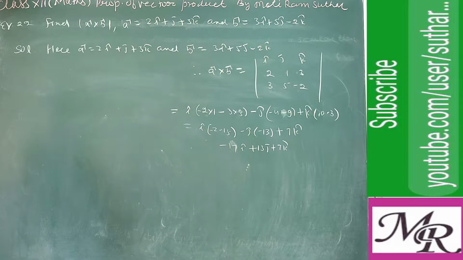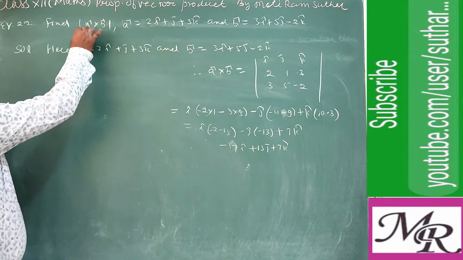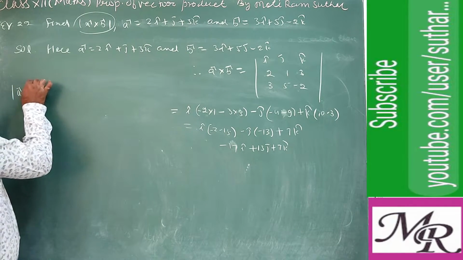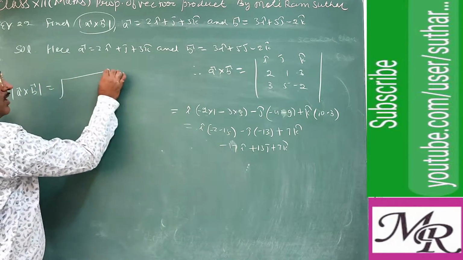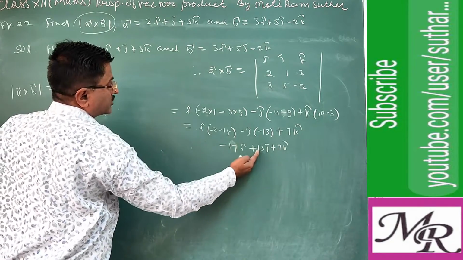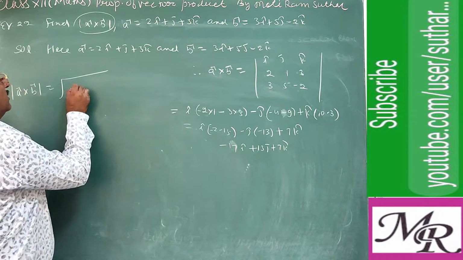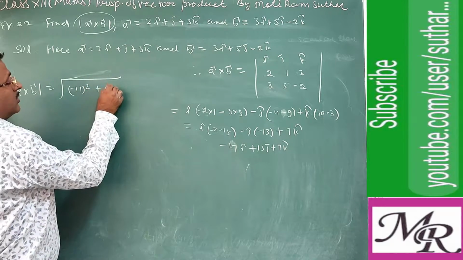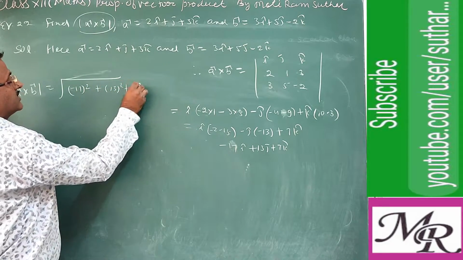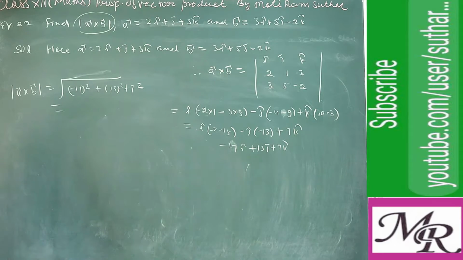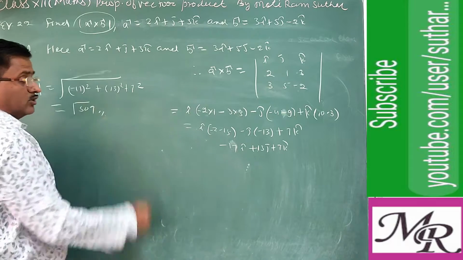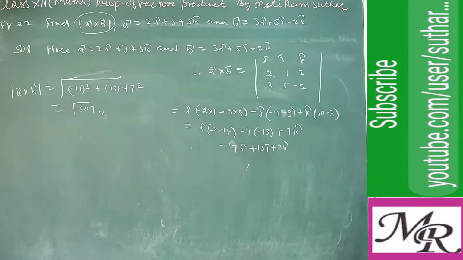This is the product. Now we want to find their modulus. We need the mod. So already we know the mod of a vector is given by the root of the sum of the squares of the coefficients of i, j, k. So minus 17 square, 13 square and 7 square. Clear? So add that, and that gives you root 507. So in this way one can find the values.